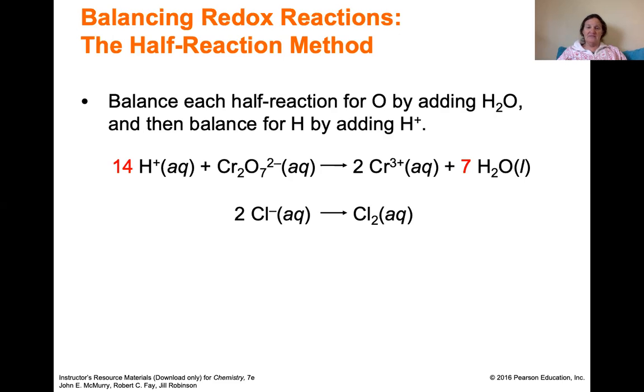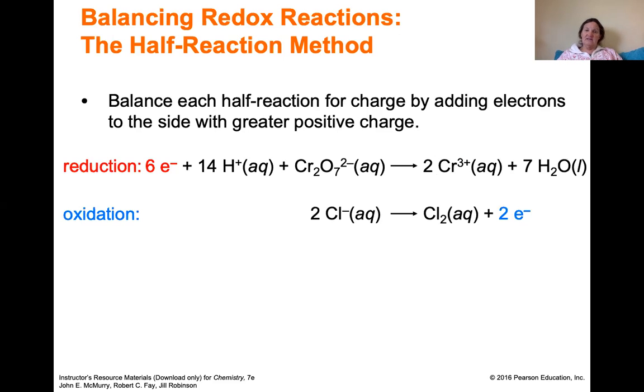In the second case, we have to add 2 electrons to the product side, because we have two chlorides, each with one extra electron, and on the product side they're both neutral chlorines. So this is just what I just talked through. Now you notice that both sides are balanced for all the elements and for charge. It's a little more complicated than just balancing for the elements.